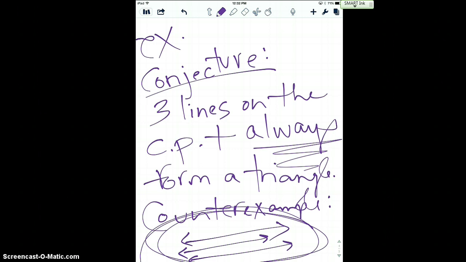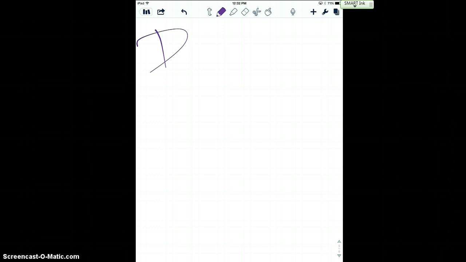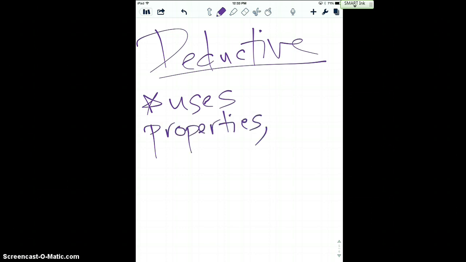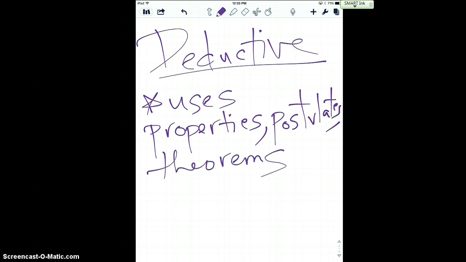And now you might be asking, all right, well, that was inductive, so what the heck is deductive? And if you're not asking, I don't care. I'm going to go through it because you need to know it. So deductive reasoning, this one's different in that it uses accepted properties. We've already gone through some properties in chapter 1, so we use those as accepted truths. And postulates are used, and we've even seen some of those already. And theorems.